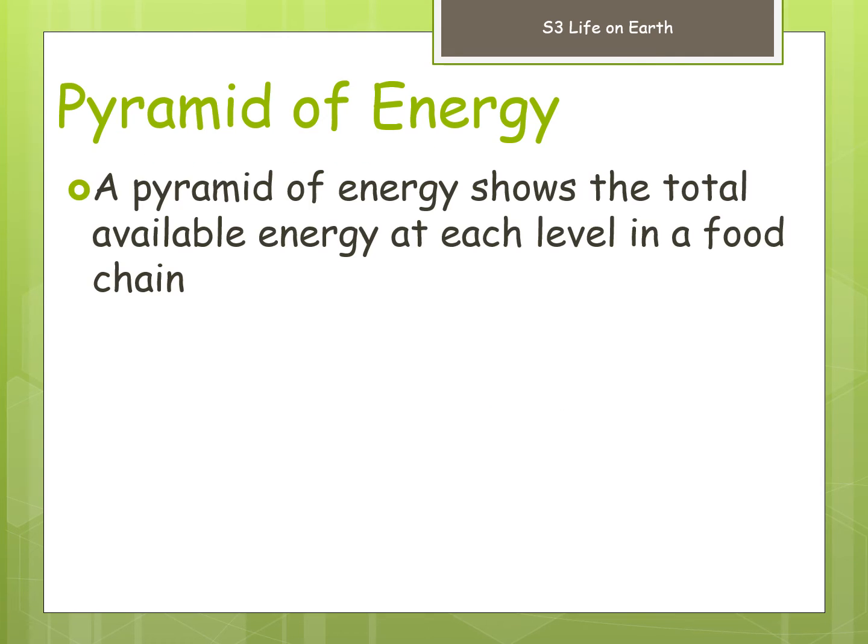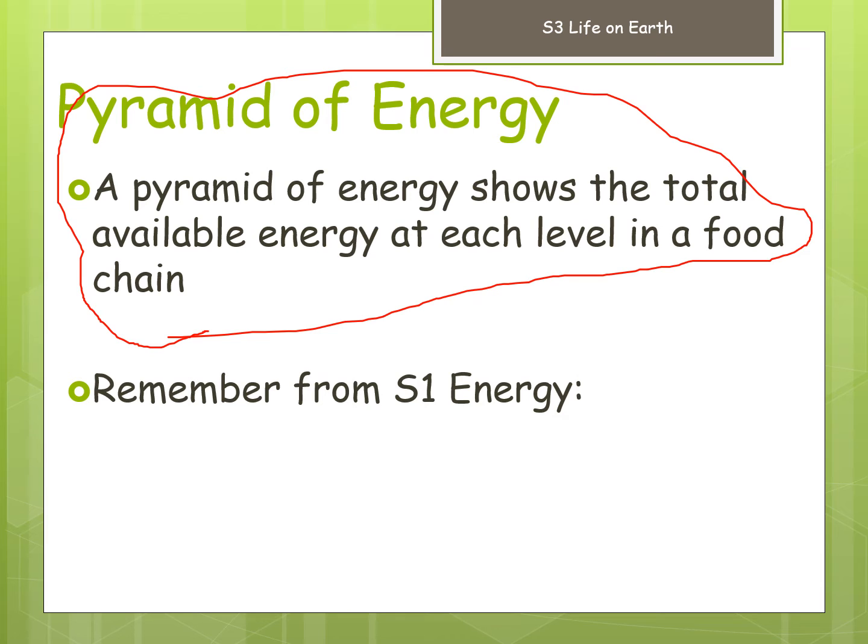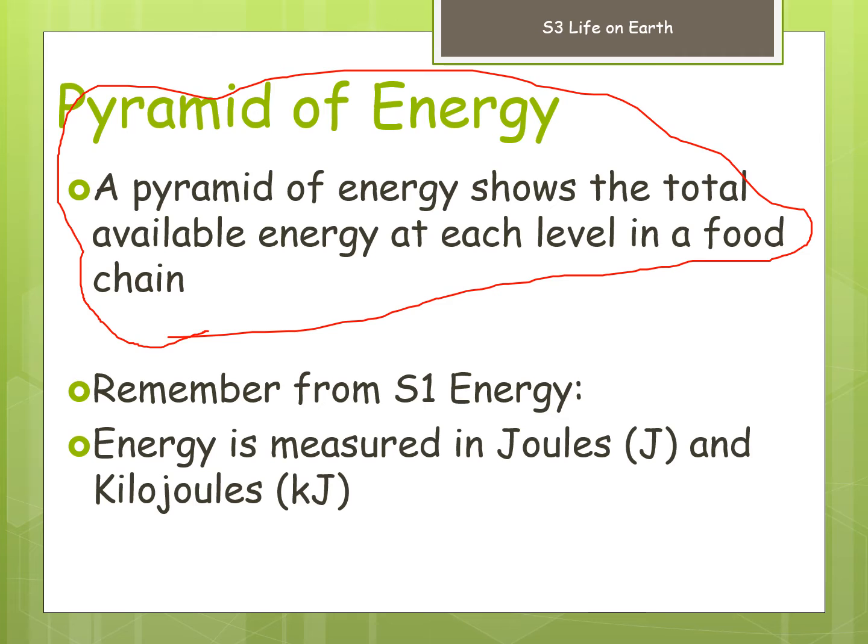So biologists use a pyramid of energy to document and visualise that energy that's passed on from one level to the next. Again, this definition is something you need in your jotters. A pyramid of energy shows the total available energy at each level of a food chain. You should also remember from your S1 energy topic what energy is measured in. So hopefully you'll be shouting that energy is measured in joules, J, and kilojoules, kJ. A kilojoule being 1000 joules. So that's what energy is measured in.